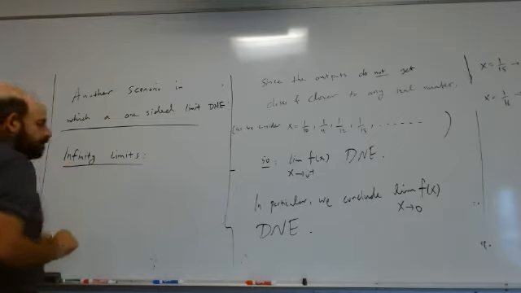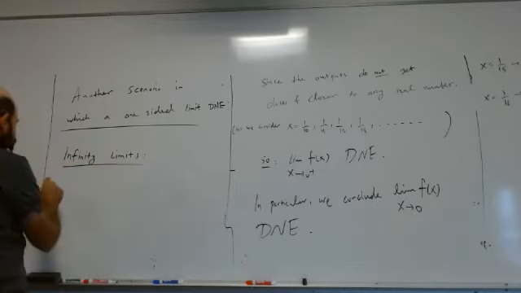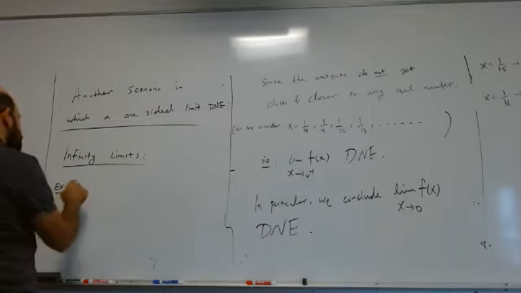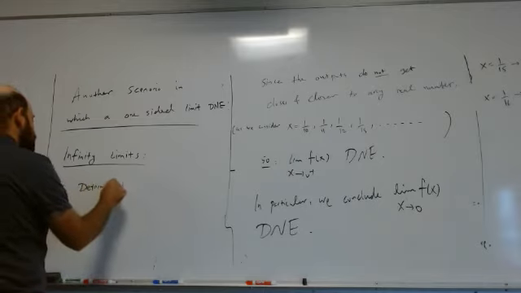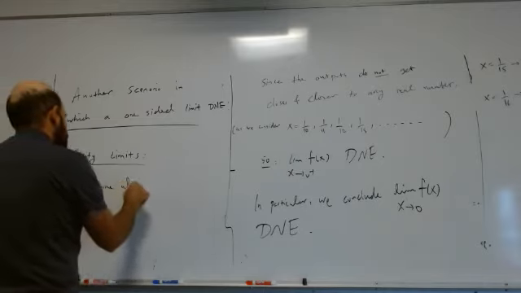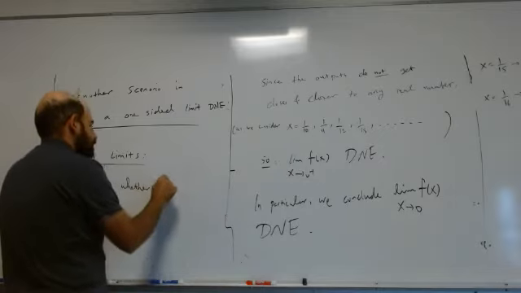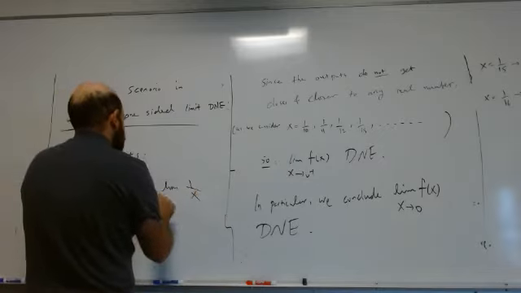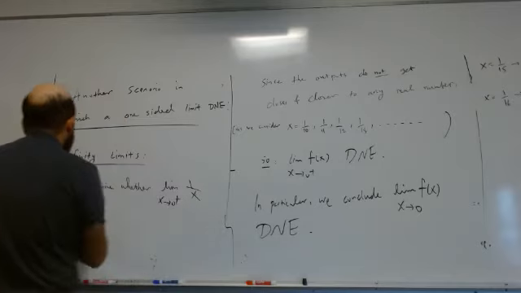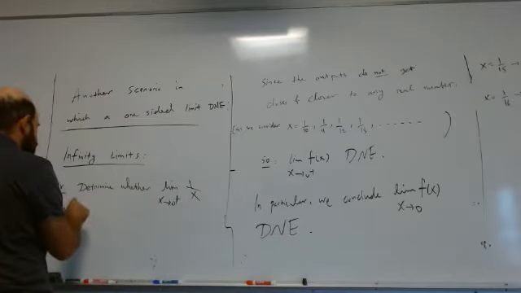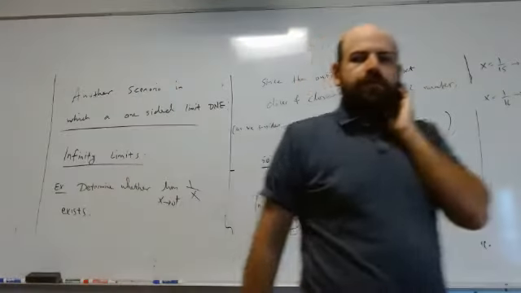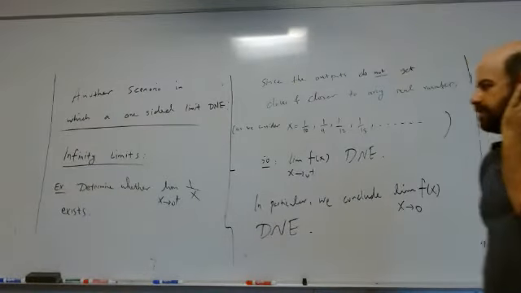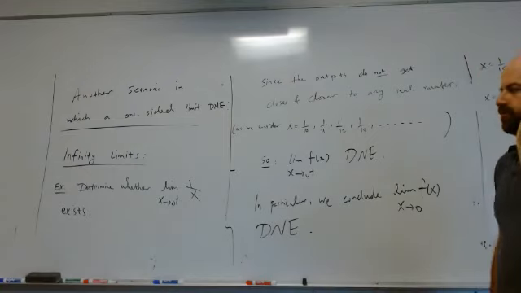So let me start with an example. Example: determine whether the limit of 1 over x as x approaches 0 from the right exists. So the function 1 over x as x approaches 0 from the right.